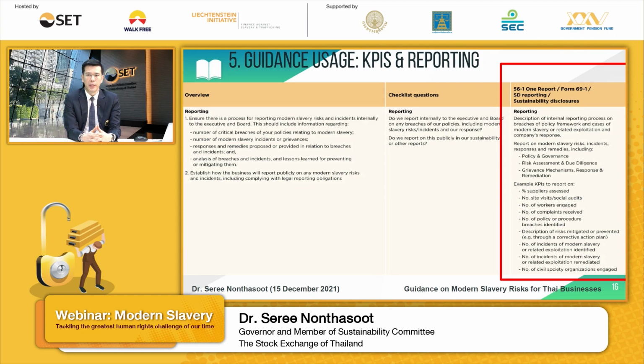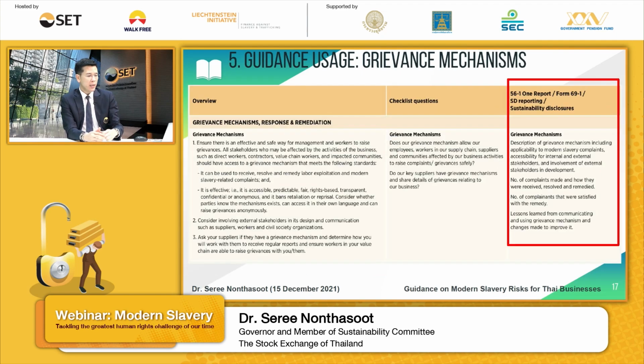In terms of the guidance itself, I would like to bring your attention to two parts. The first one is the 56-1 One Report, which will be enforceable next year. One of the important elements is the KPI and KPI report. If you look at the right-hand side, you can see that in the report, we clearly stipulated that you can report based on your KPI. For example, the inspection of your suppliers based on percentage, or the inspection of relevant reports, or the inspection of violations. So by having the KPI and reporting on KPI will bring about the transparency and credibility of your company, and also within the supply chains that are involved with your company as well.